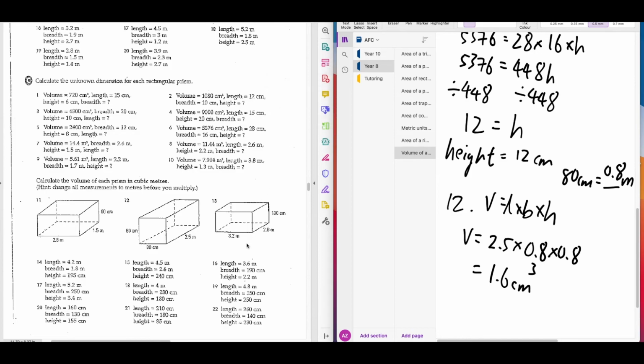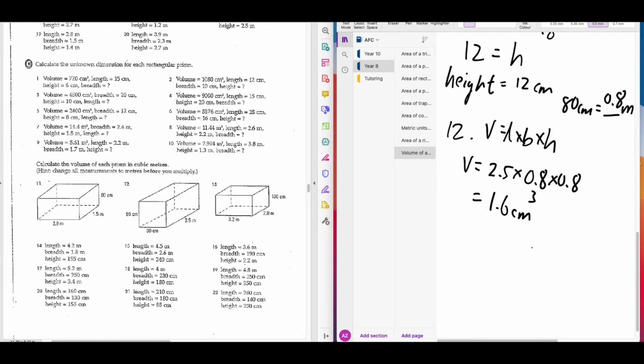Alright, so let's just do one more and then we can wrap this up because this exercise is quite straightforward. Question 22. Volume equals to length times breadth times height. So convert everything to meters. So what's the length? 260 centimeters. So to remember, to convert from centimeters to meters, what do you need to do? Divide by 100, right? So what would this be? This would be 2.6. You can use your calculator if you want, but I'm not going to.